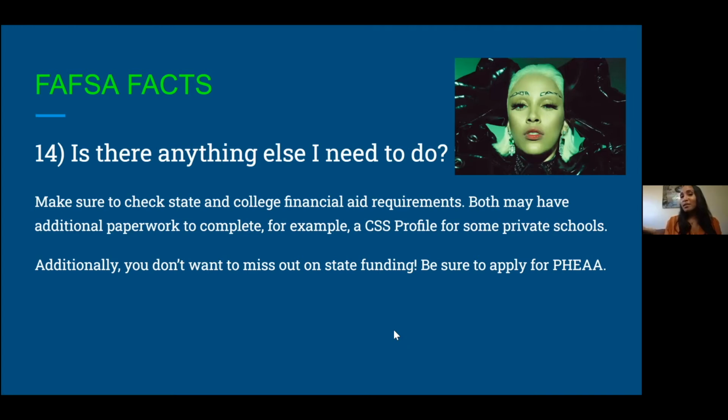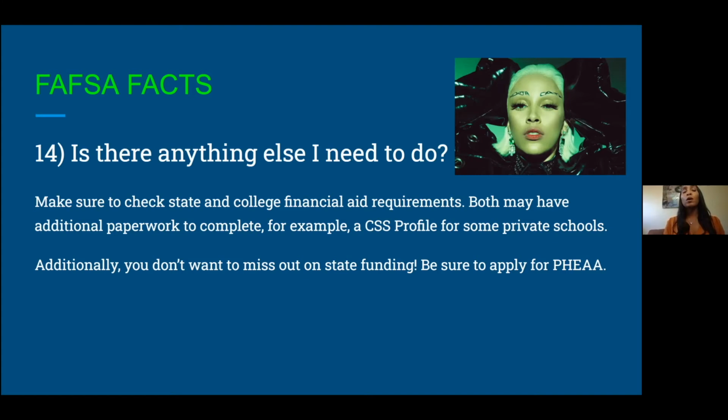Is there anything else I should do? You want to make sure that you check your state and college financial aid requirements. Both may have additional paperwork to complete, for example, that CSS profile that we talked about. Some private colleges or universities will require you to fill this out, and we're going to go more into that in the next slide. Additionally, you don't want to miss out on state funding.